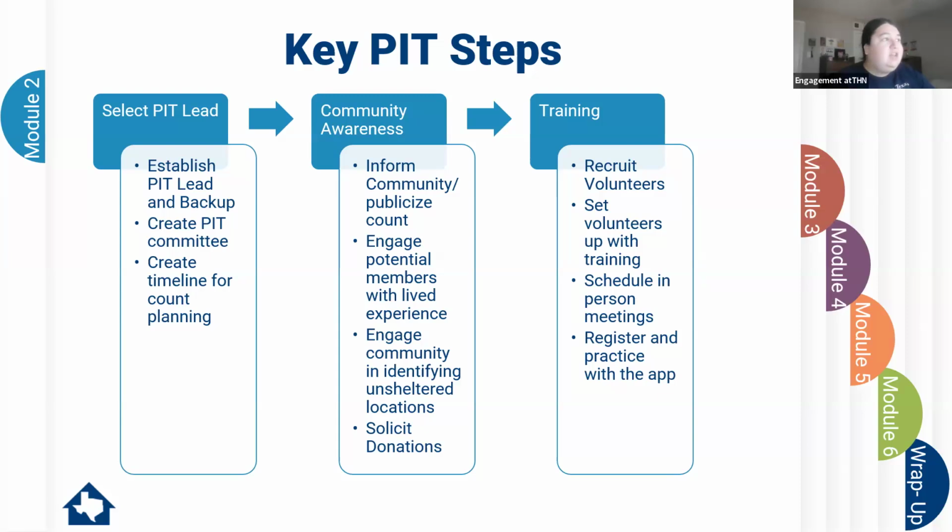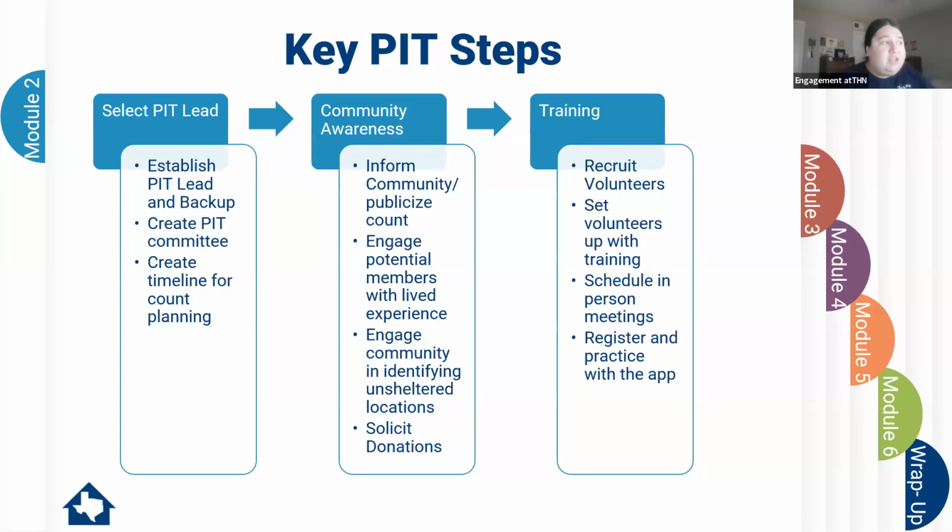And then we're going to begin the community awareness portion of the point in time count. So we want to make sure that we inform our community and publicize the count, whether that be in public spaces like libraries, maybe City Hall, or even at your church. It could be on social media or on the internet. That's how a lot of people are communicating these days. It's a good way to publicize the point in time count.